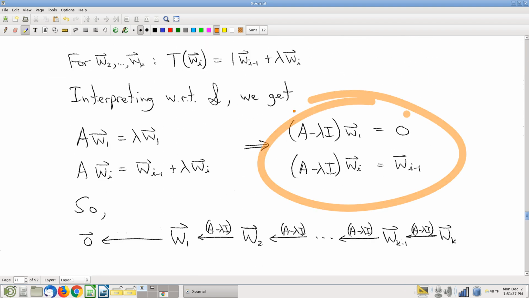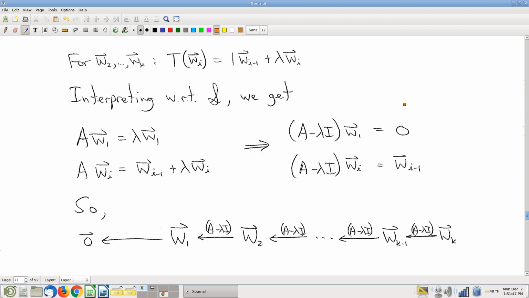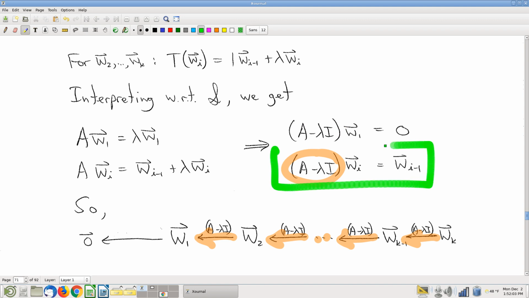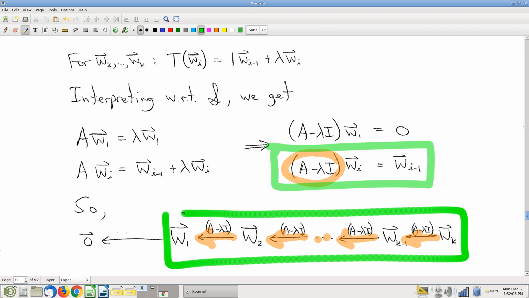This is telling us what A minus lambda I does when you multiply it by Jordan basis vectors. And it's a very simple story. What A minus lambda I does when you multiply it by Jordan basis vectors, it just takes you to the previous Jordan basis vector. Here, let me color code better. These equations here tell me that A minus lambda I times the Jordan basis vector just takes you to the previous Jordan basis vector.